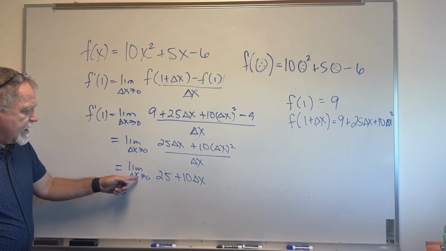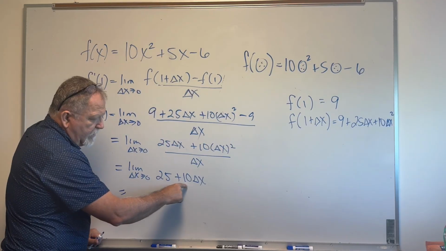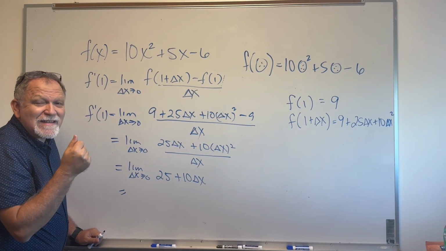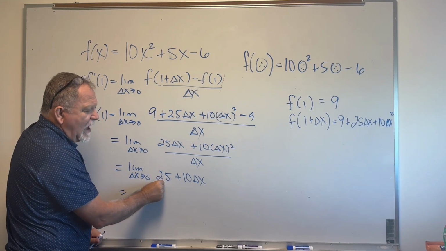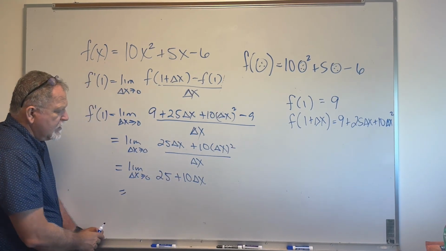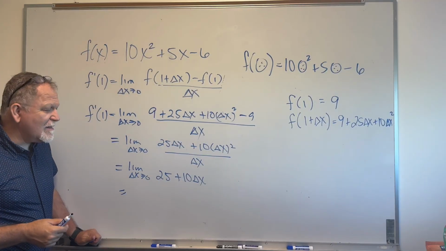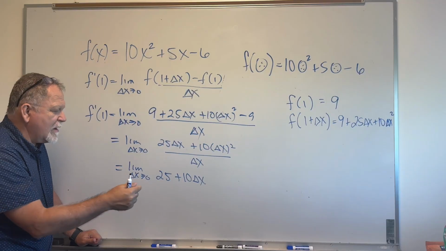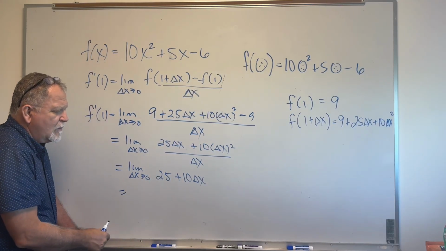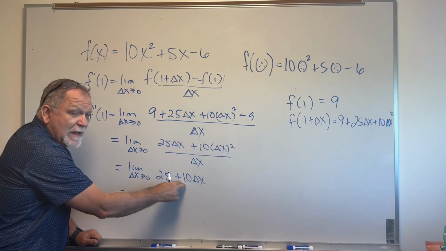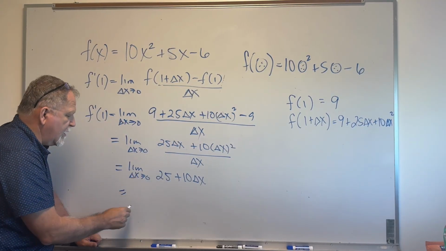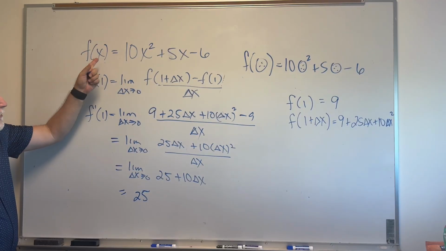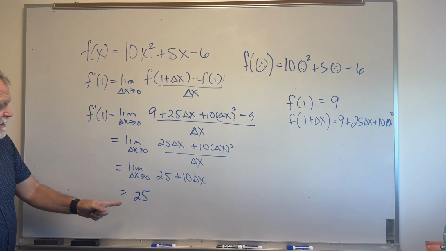As delta x gets closer and closer to 0, this quantity 10 times delta x gets really, really small. Matter of fact, infinitesimally small. So we have 25 plus some super small number. So we can think of this as, well, as we're looking at delta x going to 0, as close to 0 as we want, this entire quantity is going to get closer and closer to 25 plus 0. You can think of it that way, or in other words, just 25. So the instantaneous rate of change in the function f, this one, at 1 is 25.